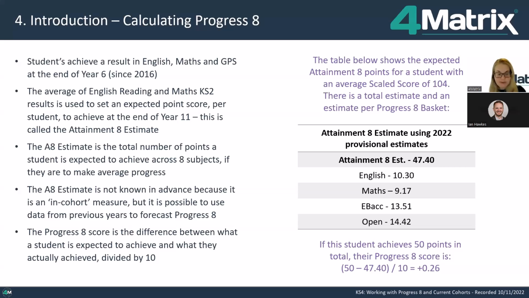If the student achieves 50 points in total, so 50 points from their GCSE exam results, for example, a grade 9 would be 9 points, and so on, their progress score is 50 minus 47.40 and divided by 10, which in this case will equal plus 0.26. So that's how we calculate Progress 8.